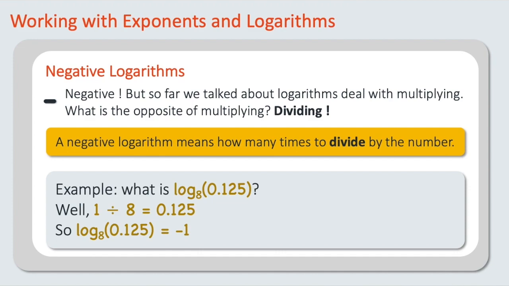Negative logarithms. But so far we've talked about logarithms dealing with multiplying. What is the opposite of multiplying? Dividing. A negative logarithm means how many times to divide by the number. Example: what is log to the base of 5 of 0.008? Well, 1 divided by 5 divided by 5 divided by 5 is 5 to the power of minus 3, so it can be written as log to the base of 5 of 0.008 is equal to minus 3.